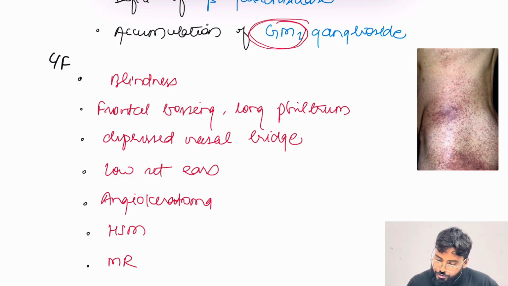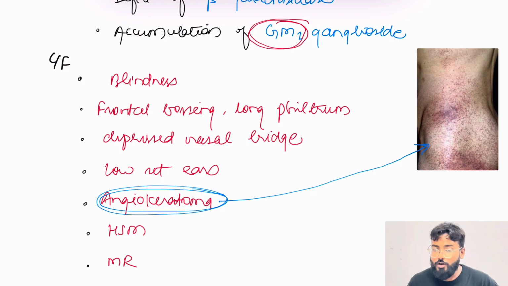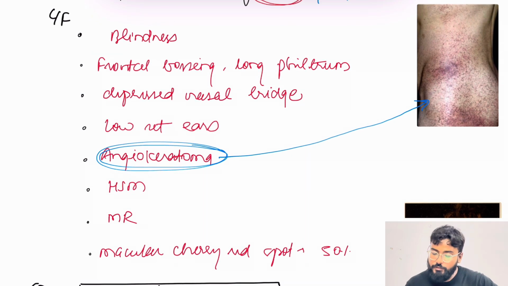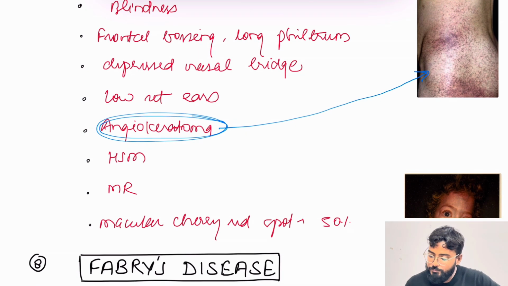Now, angiokeratoma. This is how angiokeratoma looks like. It looks like blackish, brownish pigments, like pointed pigments, that you are going to see spread on different parts of the body. And the facial features that you are going to see here is your long philtrum.